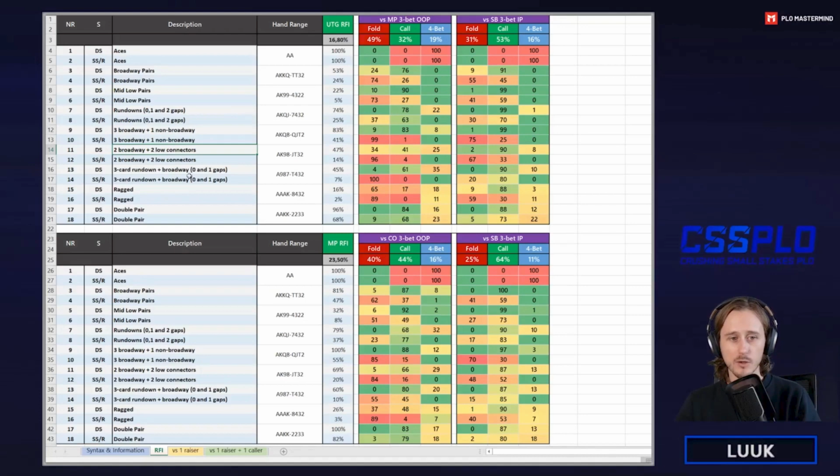We have a category about 2 Broadway cards and 2 low connectors. We have a category focused on 3 card rundown and a Broadway card. We have the rack hands, which are all the worst and disconnected hands, and we have double paired hands. In total we have 18 categories here.